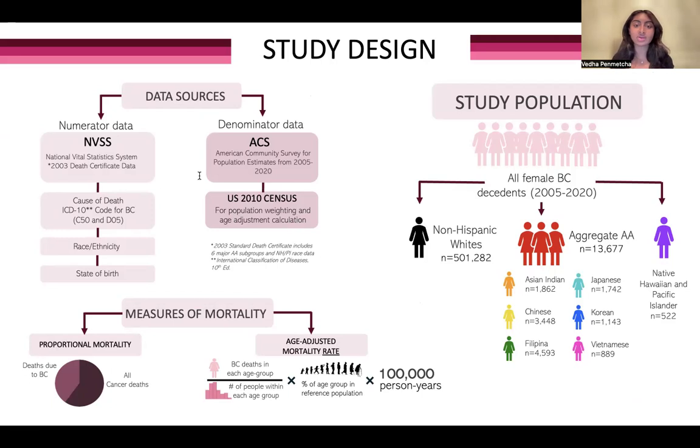And then for our denominator data, we used the American Community Survey to estimate the total population from 2005 to 2020, and then used the 2010 census to conduct age standardization. We aim to calculate proportional mortality ratios and age-adjusted mortality rates to see how these values changed over time.